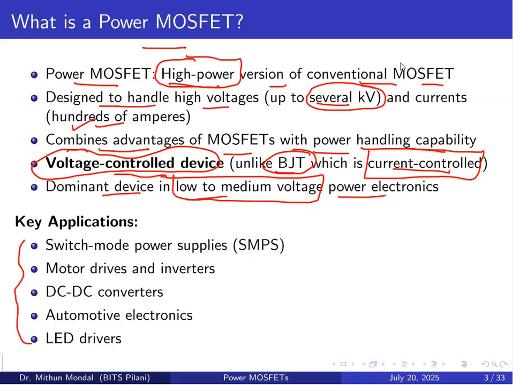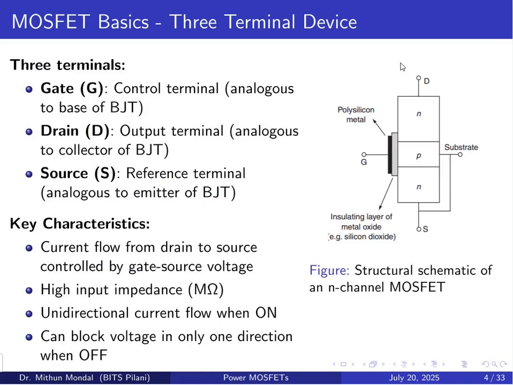Some of the key applications of MOSFETs are in switch mode power supplies, motor drives and inverters, DC to DC converters, automotive electronics and LED drivers. MOSFETs are basically three-terminal devices. The three terminals are the gate, the drain and the source. The gate is the control terminal, analogous to the base of the BJT. The drain is the output terminal, analogous to the collector of the BJT. The source is the reference terminal, analogous to the emitter of the BJT.